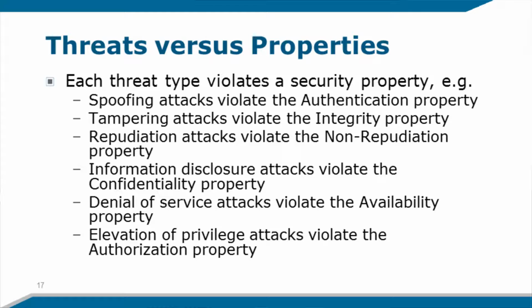Repudiation violates non-repudiation. Non-repudiation is the idea that if I make a transaction on the system, I cannot later deny having made that transaction. I can't cover up my traces. Information disclosure violates confidentiality. That's pretty obvious. Denial of service attacks violate the availability property. If I mount a denial of service attack on a system, I am either crashing the system or lowering its ability to respond to the legitimate users of that system. So that's an availability property that I'm attacking.